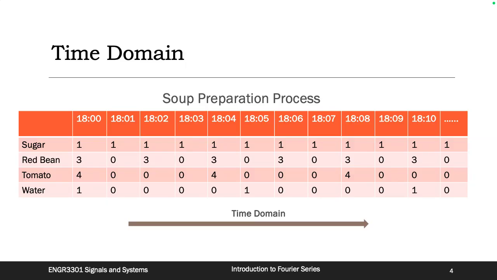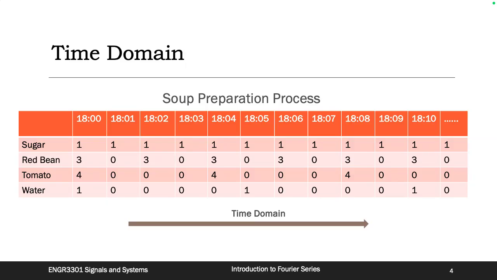And at 6:01, we just add 1 sugar. And you can see we just add different things at specific times. All right. This is the soup preparation process, which means we just follow this recipe, like it's kind of a recipe, right? We follow this recipe, putting different things in at different times in the time domain.